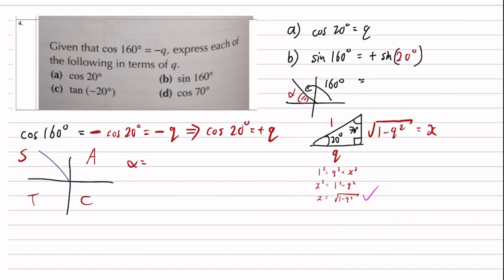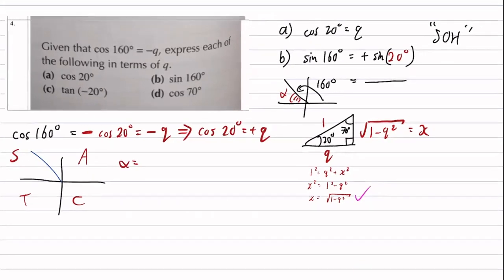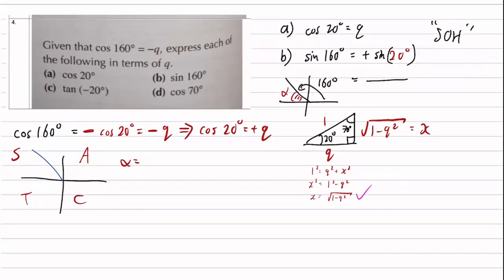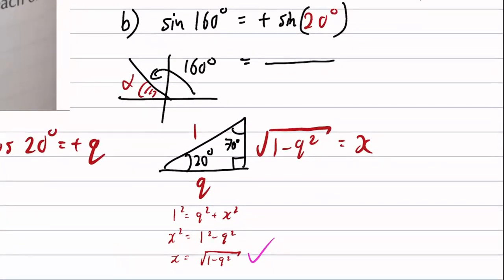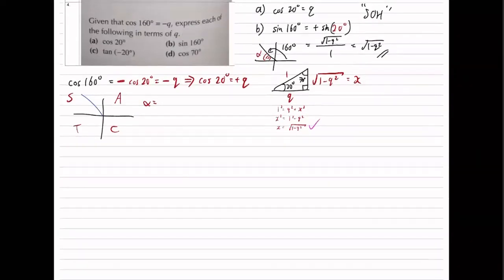Then how to find sine 20 now? Fraction, opposite. What's sine 20 now? Look at the triangle. Square root 1 minus Q square over 1. Yes, exactly. Which is just square root 1 minus Q square. The divide by 1 doesn't do anything. Okay, very good. Part B is done. Let's move on to part C.